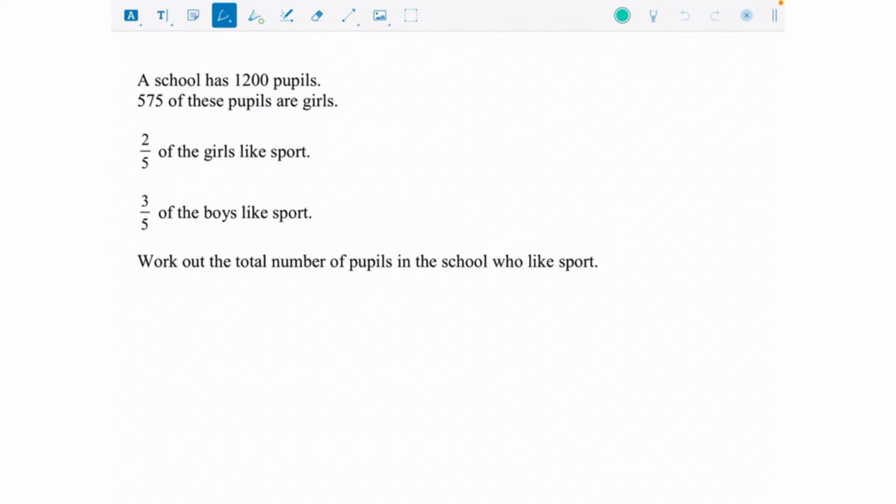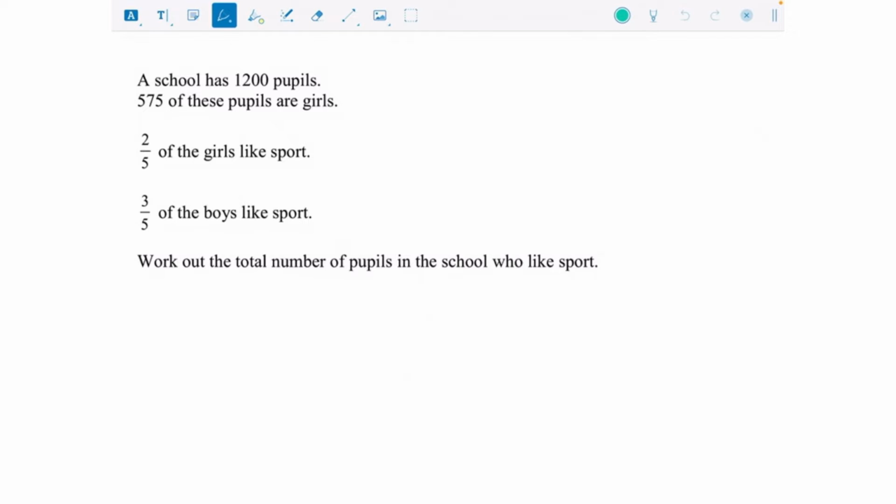So in this question, we're going to have a look at how to find a fraction of a number, and we're also going to do a bit of subtraction as well. So a school has 1,200 pupils. 575 of these pupils are girls. 2/5 of the girls like sport, 3/5 of the boys like sport. Work out the total number of pupils in the school who like sport.